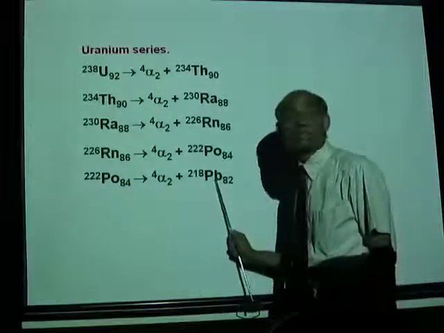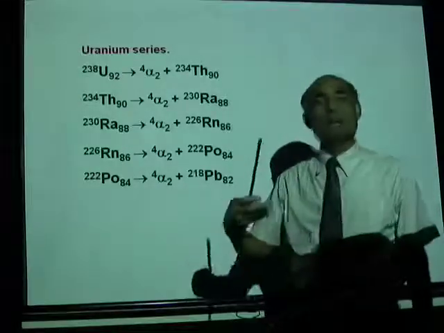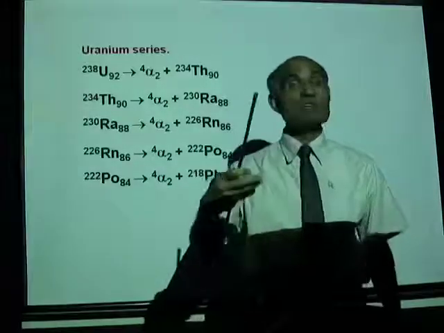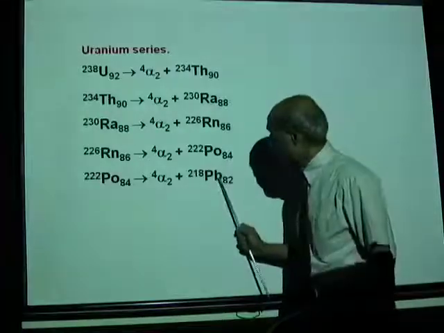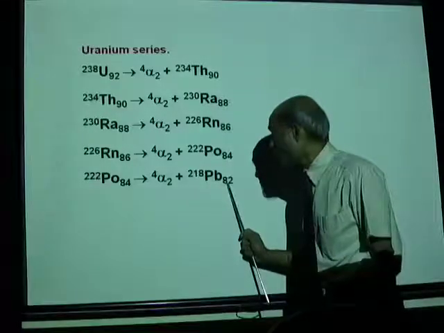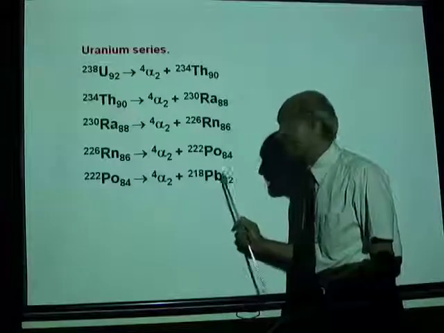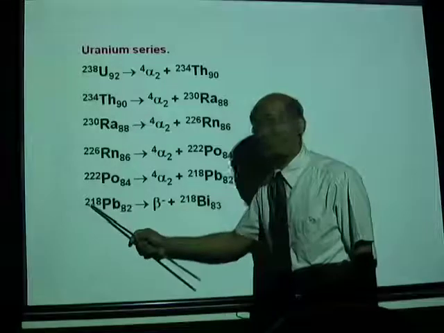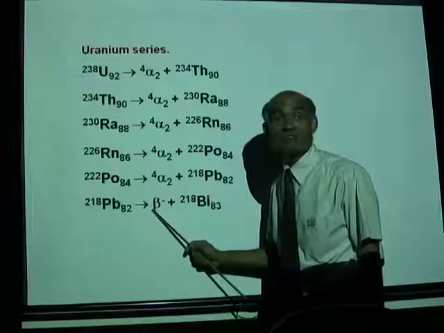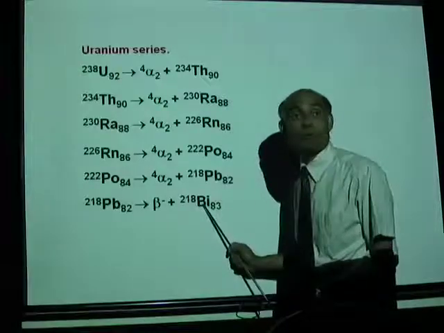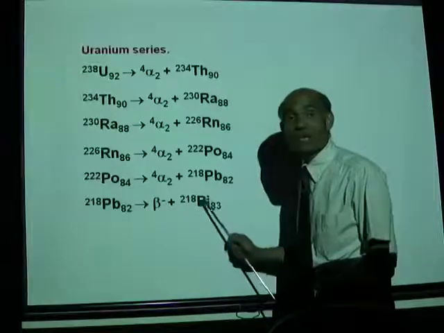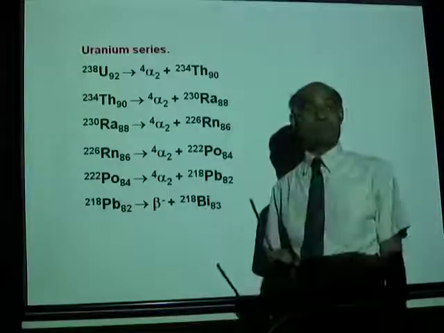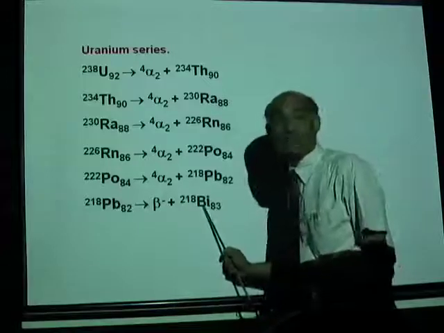When a beta is emitted, when I say beta, I mean beta minus, a negative electron. If it is a positron, I will mention it specifically. When a beta is emitted, the atomic number increases by 1 and the mass number will remain the same. So, lead-82-218 emits a negative beta, becoming an isotope of bismuth, 83, the same mass number. And this again is beta active. Can you write down that equation?